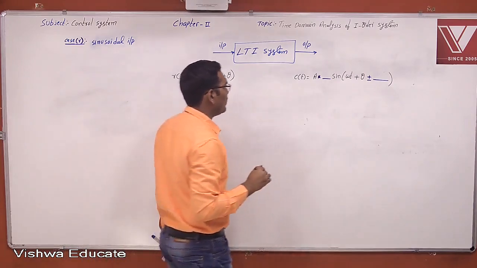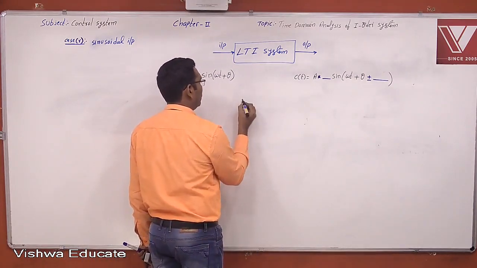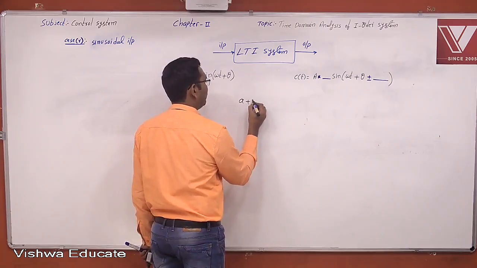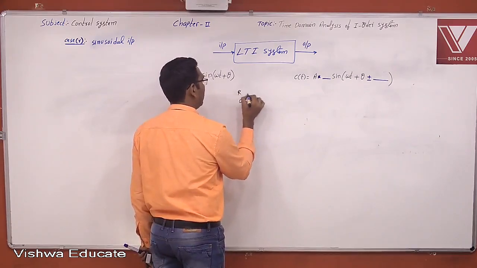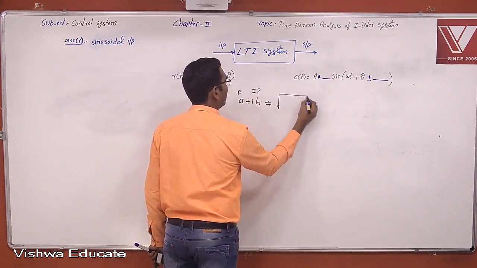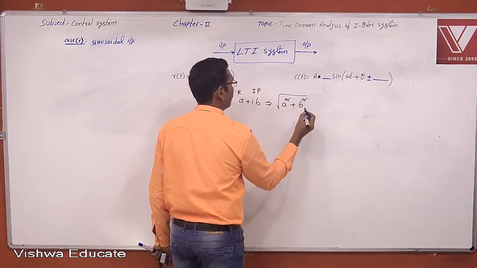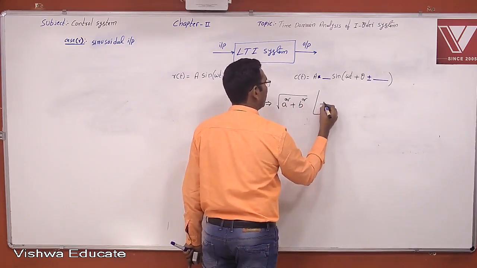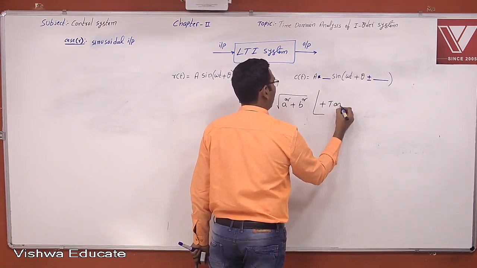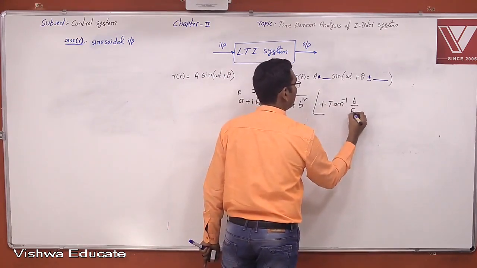Now, students, I am asking one small basic question. Now this is A plus iB. This is the real part and this is the imaginary part. Then what is the magnitude? The magnitude is the square root of real part square plus imaginary part square, and the phase angle is tan inverse of imaginary part by real part, therefore tan inverse B by A. You know that.